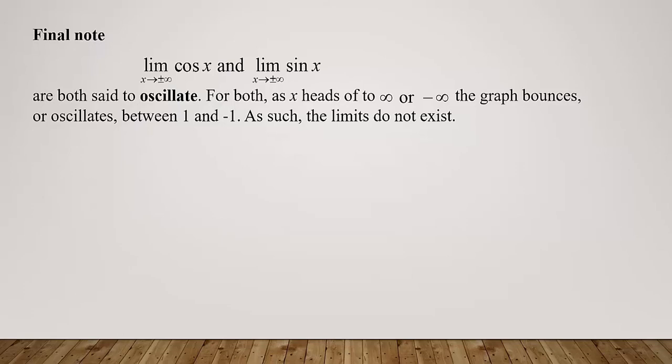We know as x heads off to infinity or negative infinity, the graph, as I just said, bounces or oscillates between 1 and -1. That means that those limits do not exist. The limit as x heads to infinity or negative infinity of cosine x does not exist. The limit as x heads to infinity or negative infinity of sine x does not exist. Neither one are you approaching a single number. There's no horizontal asymptote. Those limits do not exist.